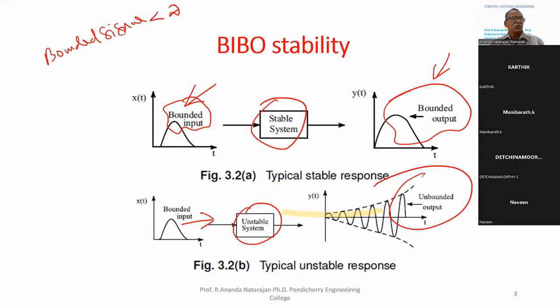But for an engineer, all measurable inputs are bounded inputs. If it is infinity, we cannot measure. So all measurable inputs are bounded inputs. If the output is also measurable, then it is bounded output. So for a bounded input, if the output is also bounded, it is a stable system. If the system gives unbounded output, then it is said to be an unstable system.